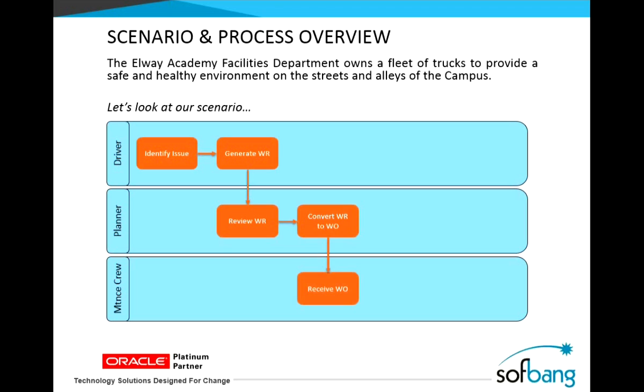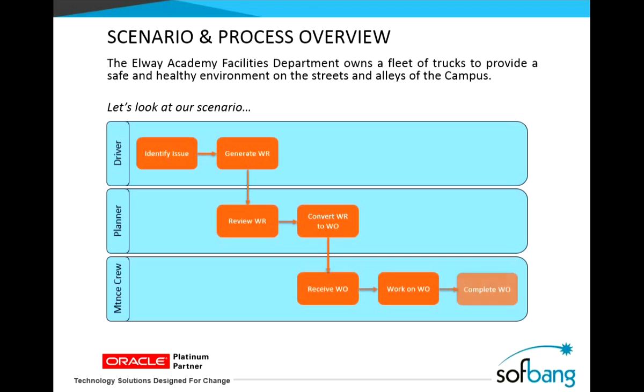He identifies an issue. He'll generate a work request. That work request will go to a planner. The planner will review that work request, convert it to a work order, and then that work order will come back out to the maintenance crew, and the maintenance crew will see on their mobile device the work order that was assigned to them. They'll work on it and complete it, and from there, the demo is going to show, if we go to the next slide there, the architecture of what we're going to demonstrate.